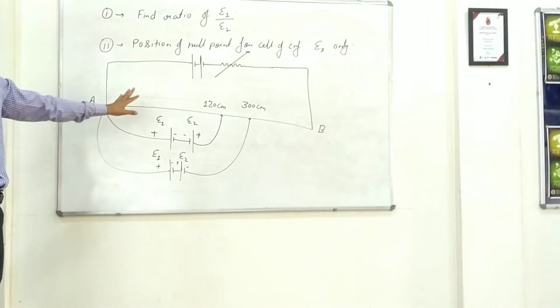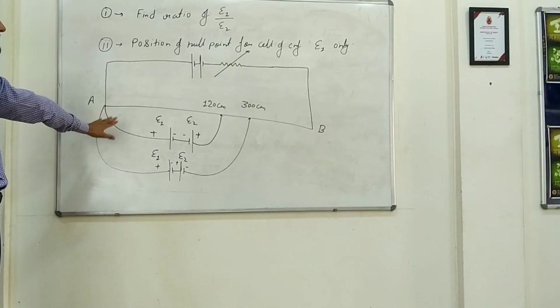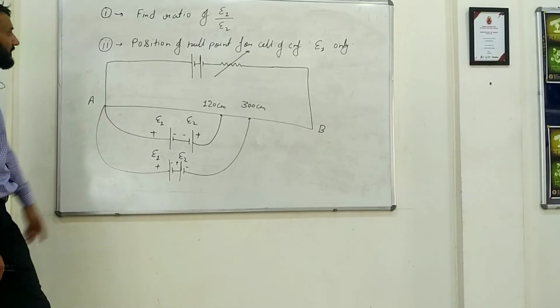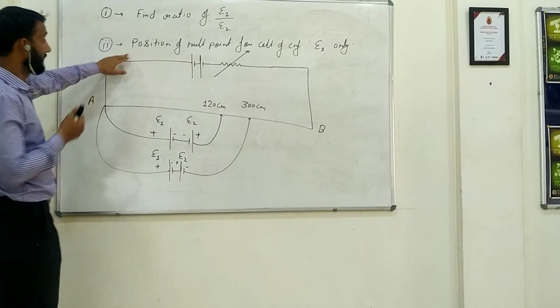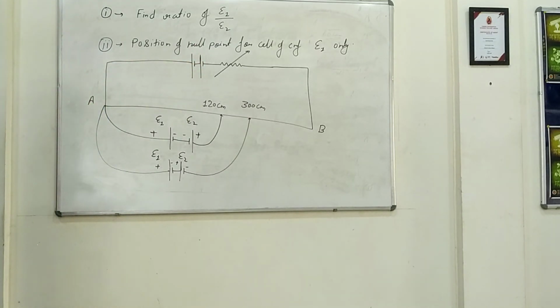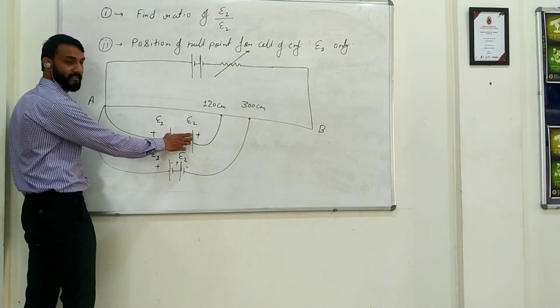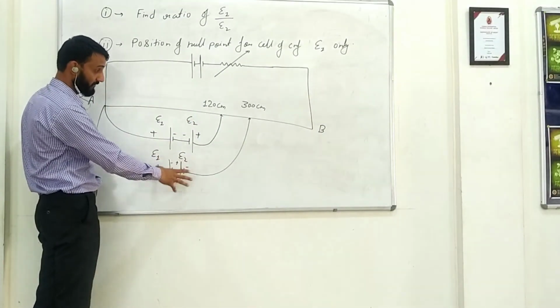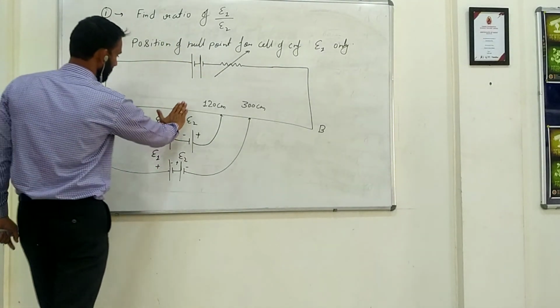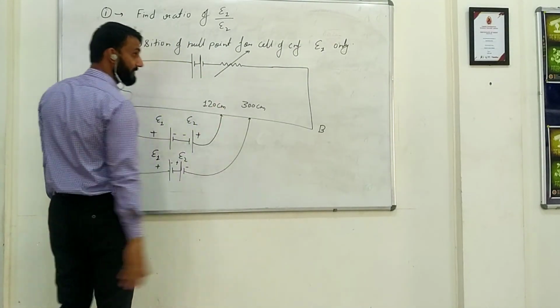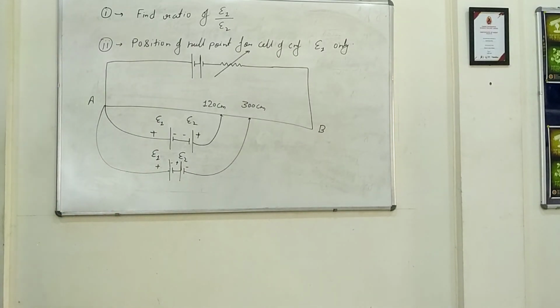One of this kind we have already done. This is your homework, first part: position of null point for cell of EMF E1 only. Now you have the combination null point combination. Here also you have combination null point. You have to find it for E1 only. If I remove this E2, what will be the balancing length for E1?